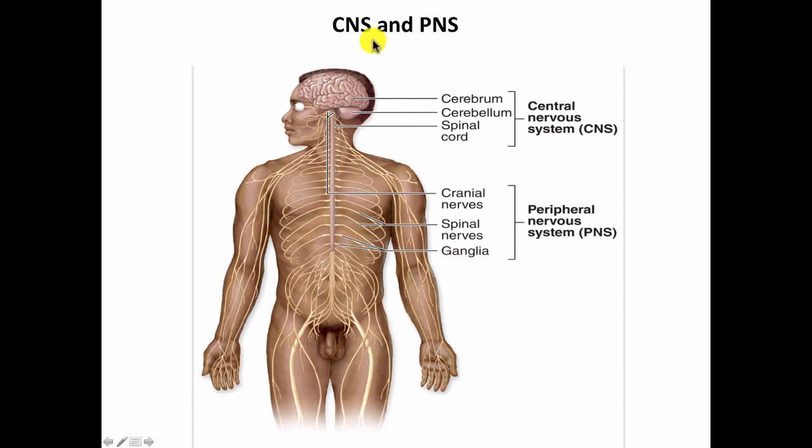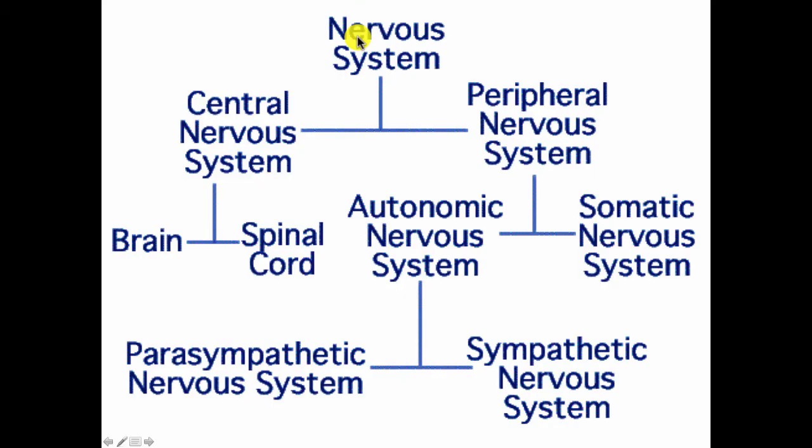Let's look now at the nervous system, the peripheral nervous system and the central nervous system. The nervous system, as I've just mentioned, is divided into the central nervous system and the peripheral nervous system. And the central nervous system very simply consists of the brain and the spinal cord.